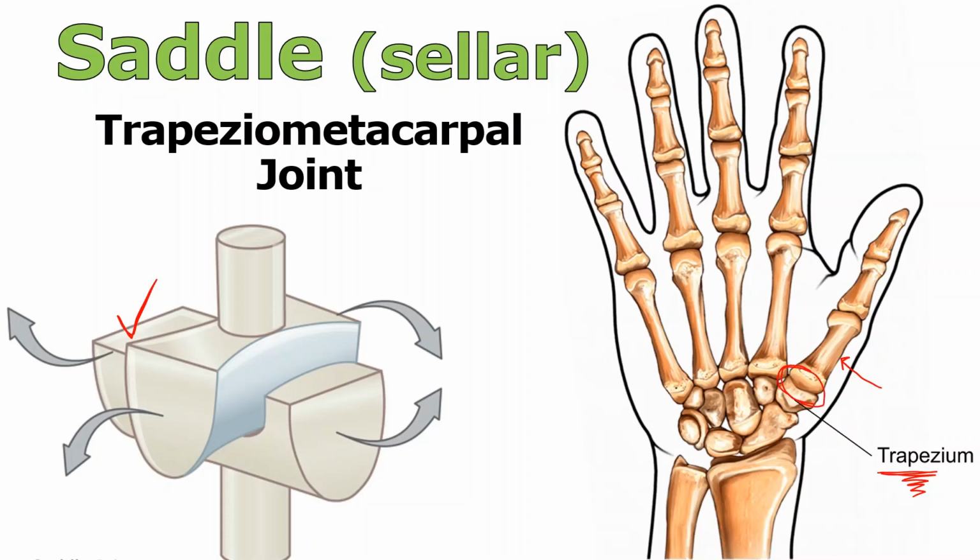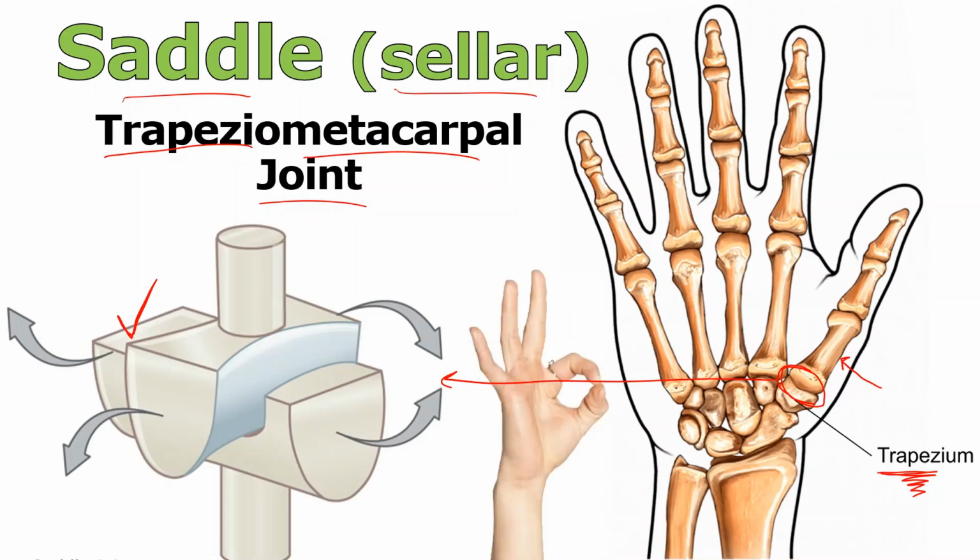It very much looks like this picture over here, where we have one of them kind of domed out, and we have the other one kind of sunken in, one convex and one concave, and they can slide around each other, but not quite the same way that the gliding joint did. So this is a saddle, also known as a sellar joint with an S, and the trapezio-metacarpal joint is the perfect, sometimes the only example you see of this on lectures. It lets us do this, basically.